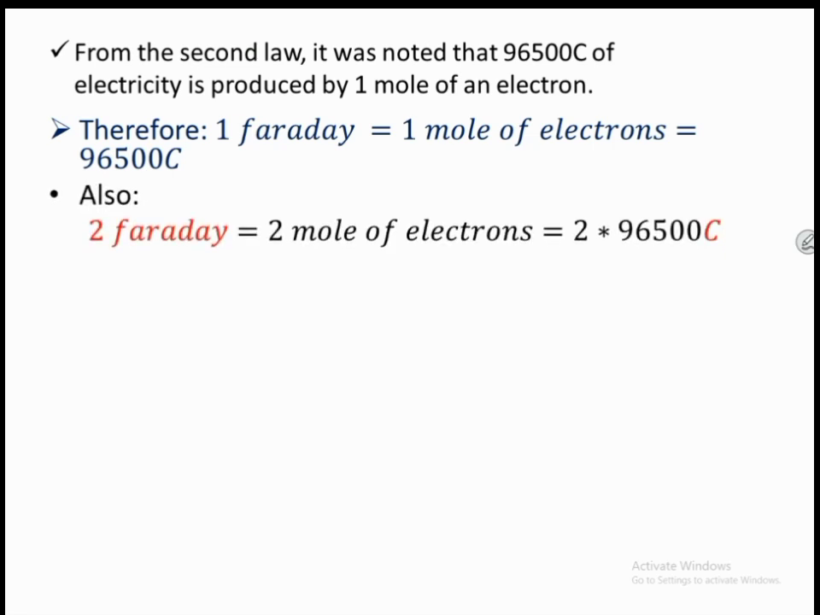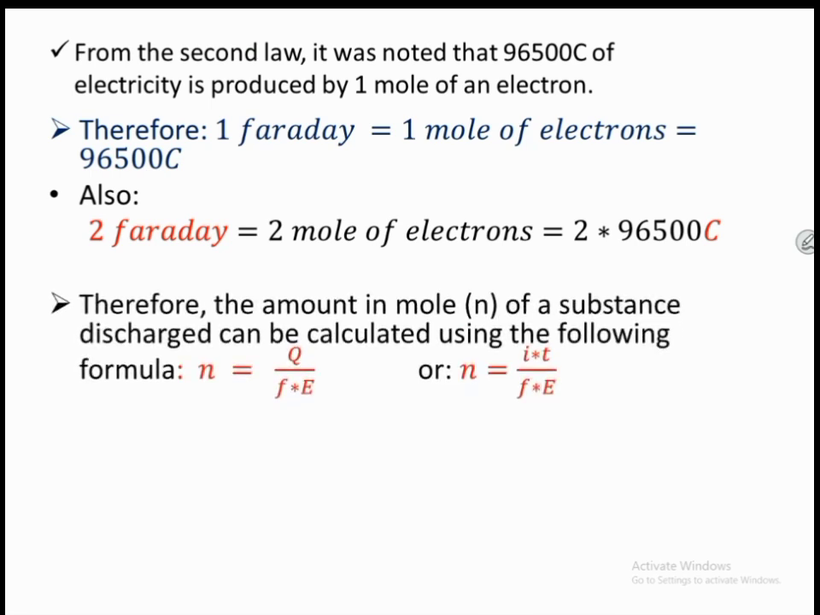So 2 Faraday means 2 moles of electrons. 96,500 coulombs is 1 Faraday, and it stands for 1 mole of electrons. It is the amount of electricity that produces 1 mole of electrons. Then 2 Faraday means 2 moles of electrons. Therefore, we can now draw a formula that relates mole and quantity of electricity.